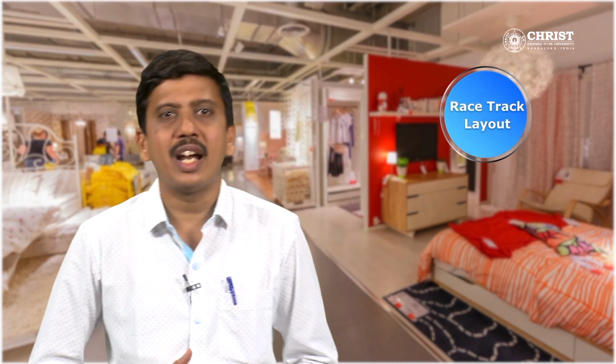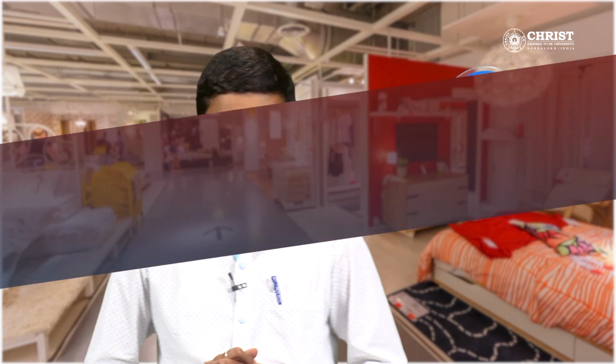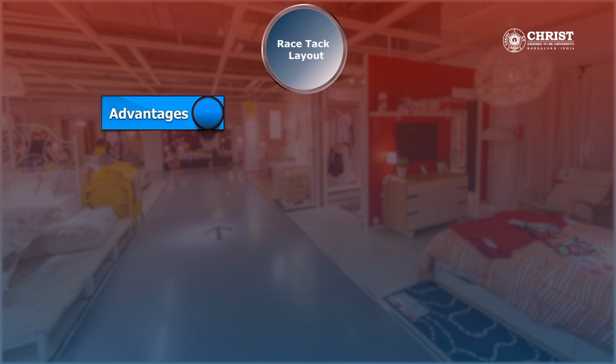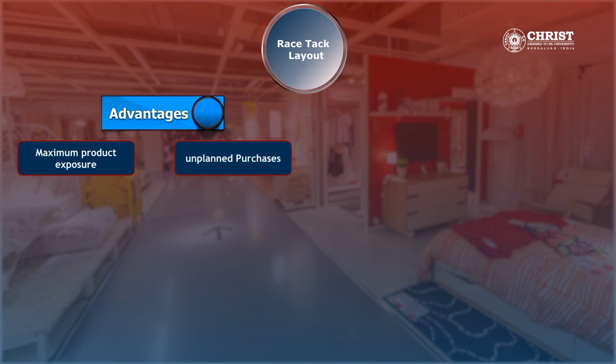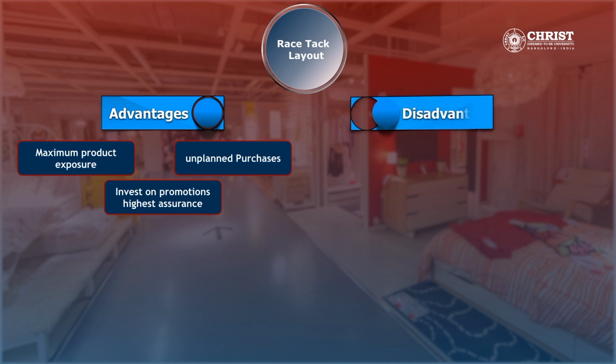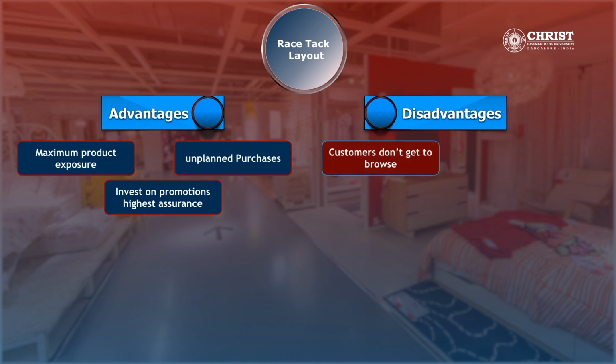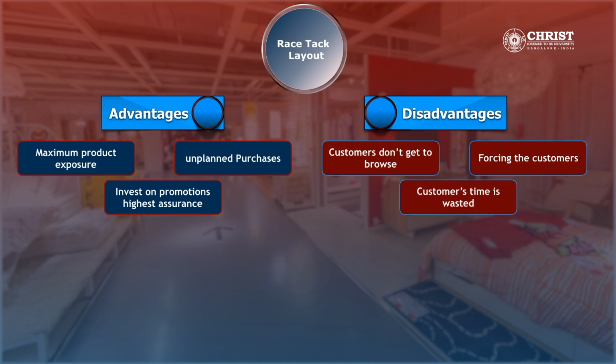Now let's discuss the advantages and disadvantages of a racetrack layout. The advantages of a racetrack layout are maximum product exposure, more impulse buying which is unplanned purchases, invest on promotions, highest assurance that the customers will look into without any choice. Next, the disadvantages of a racetrack layout are customers don't get to browse at will, forcing the customers to go through all the aisles sometimes may lead to dissatisfaction. Customers' time is wasted, so they would be choosy in selecting the stores in future, not suited for stores which aim at high traffic flow.